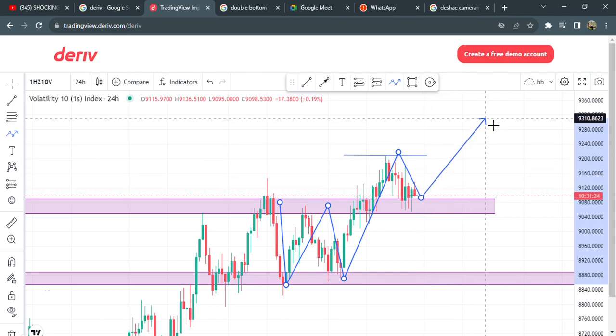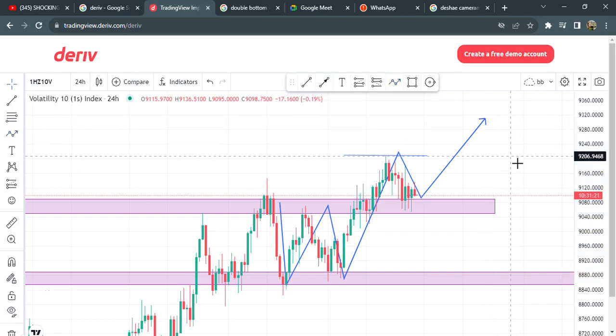So again it's going to test this new support zone here, which is the support down there, and I believe it's going to go up. So you see it's formed something like a W. Yeah. So basically that is the analysis of that Volatility 10 (1s).